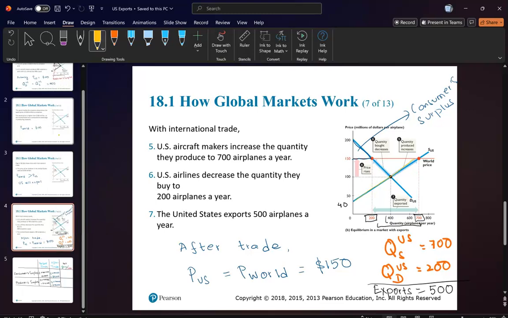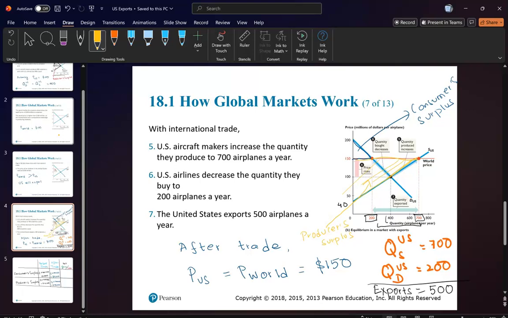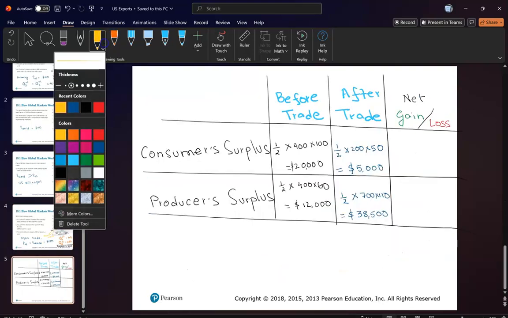Let's look at the new producer's surplus after international trade. The producer's surplus is the area above the supply curve and below the equilibrium price. So this whole part is the producer's surplus. Doing the numerical calculation, we see that's half times 700 times 150 minus 40, that's 110. This value is 38,500.